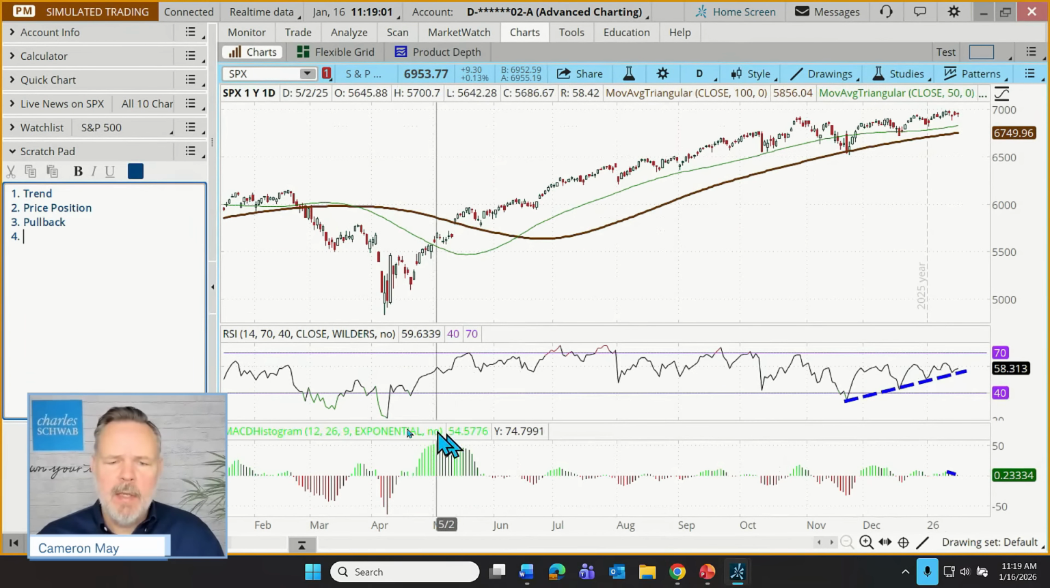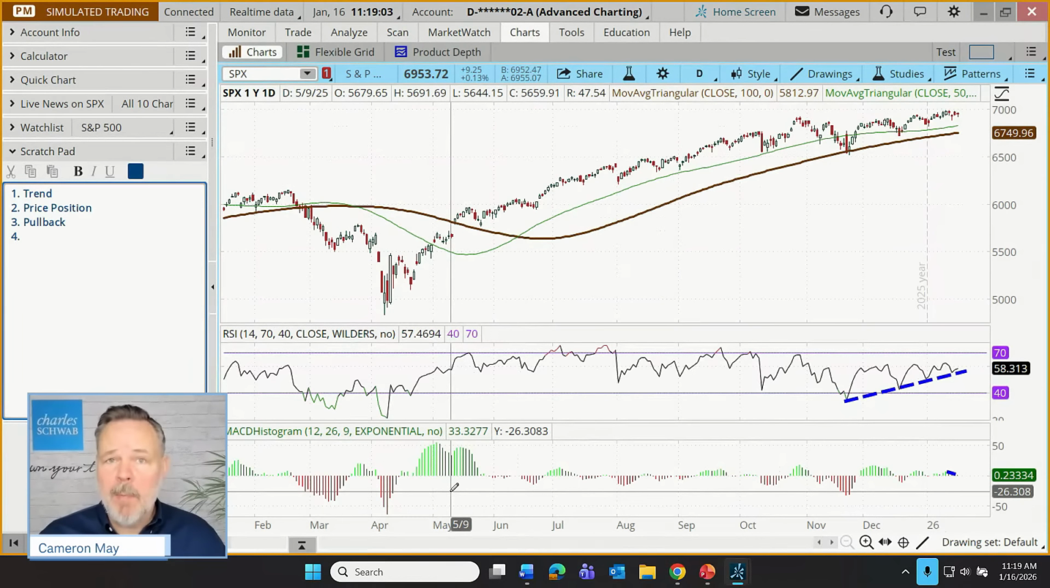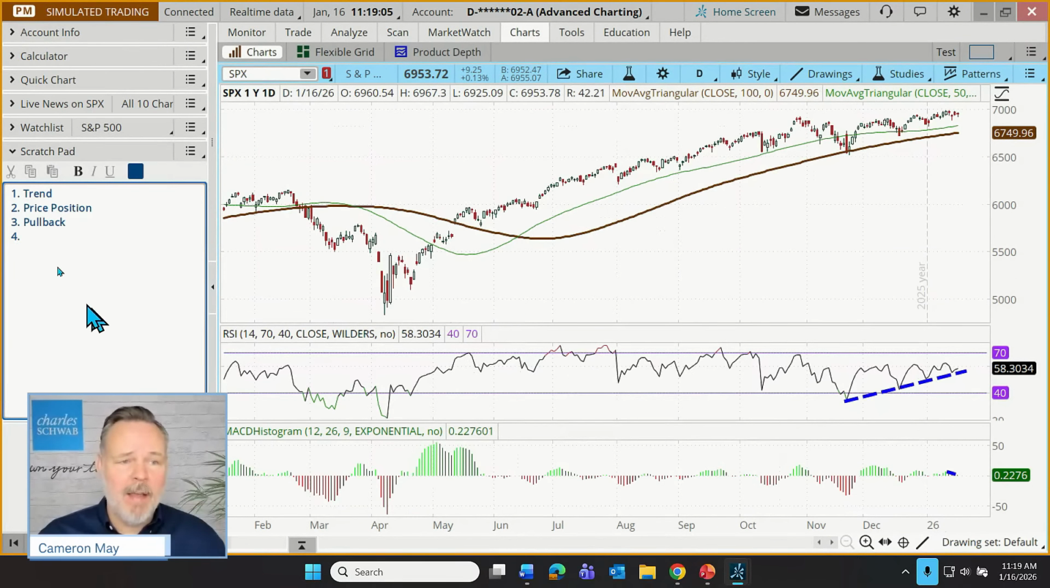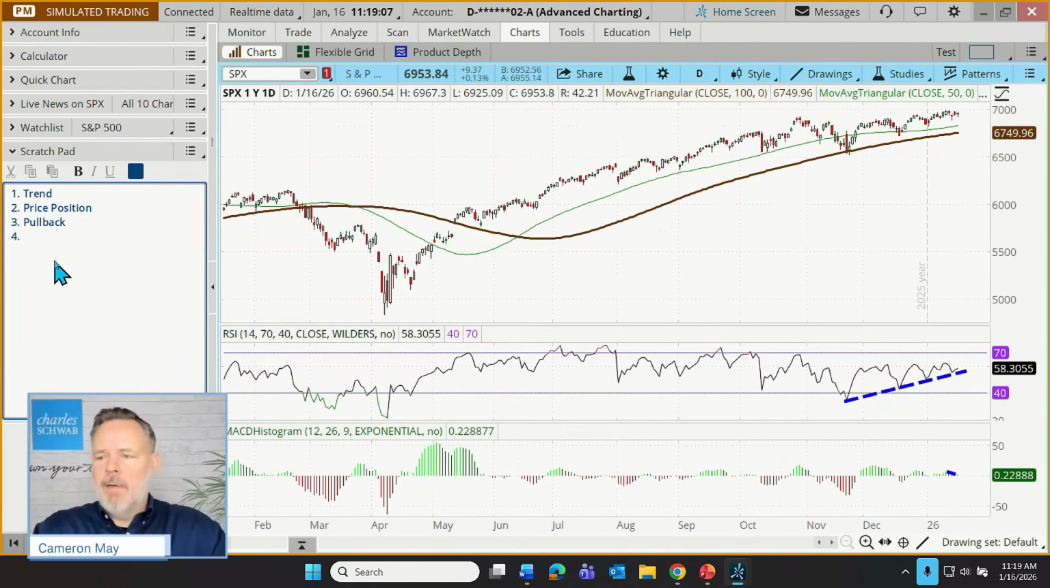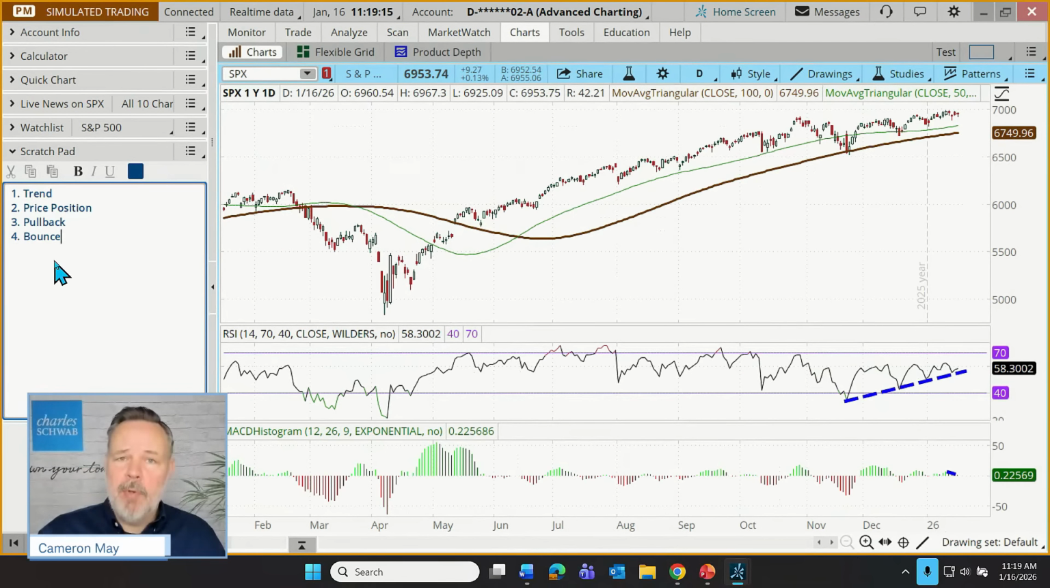Now, we could use an oscillator. I'm not going to do that. I'm going to be more precise and use just price itself. But what we're going to finally look for is what's called a bounce. In other words, a shift in momentum at the bottom of a pullback. That's what we're going to be looking for with our scan.